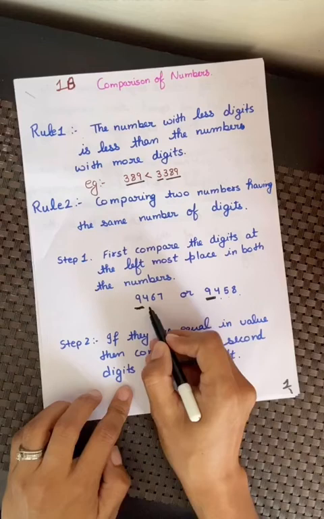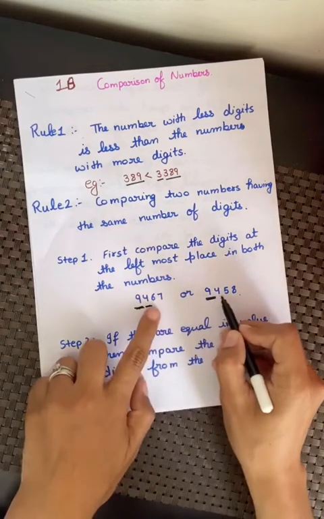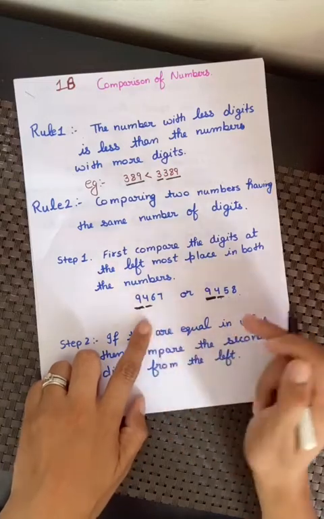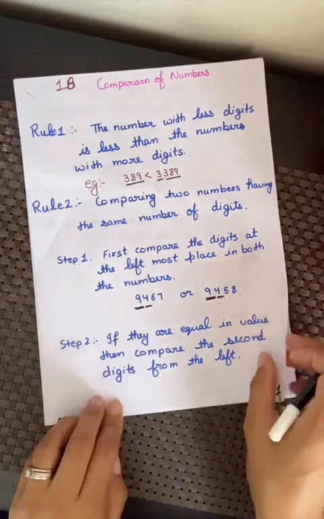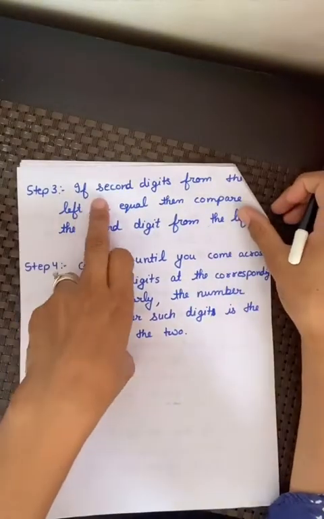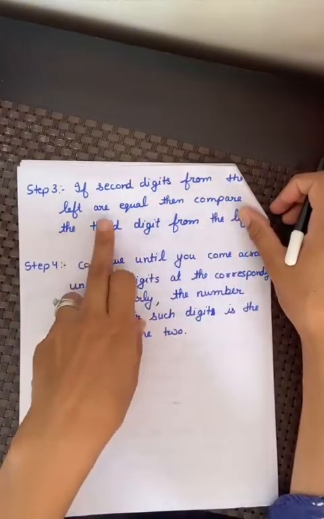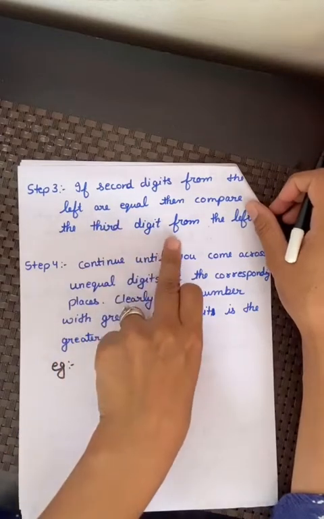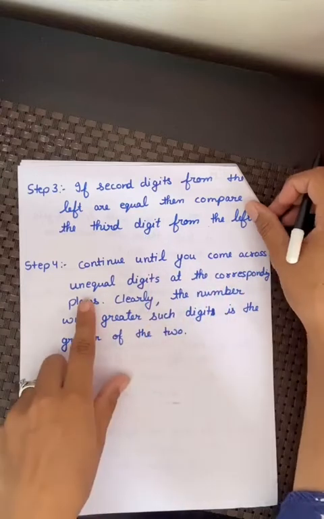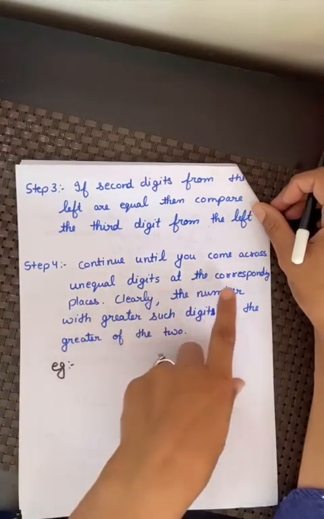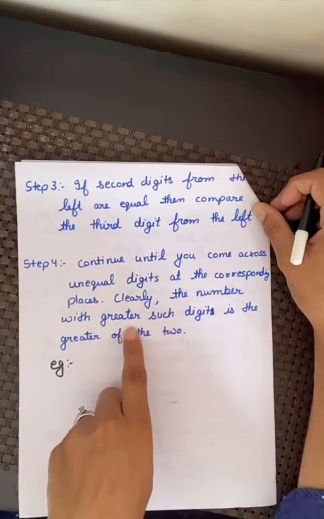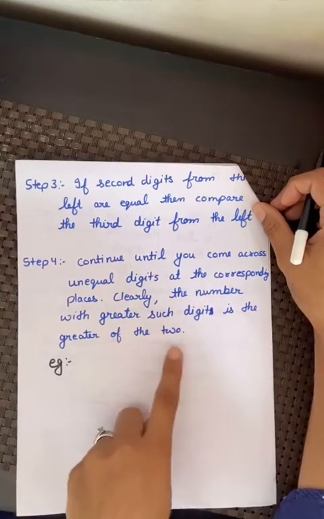So we move to the next digit, 4. Here it is also 4, so we can't come to any conclusion. Then we follow the next step, which says if the second digits from the left are equal, then compare the third digit from the left. Continue until you come across unequal digits at the corresponding places. Clearly the number with the greater such digit is the greater of the two.